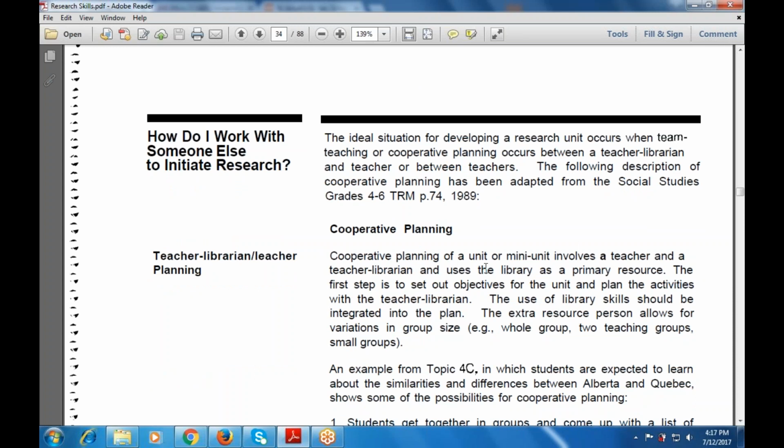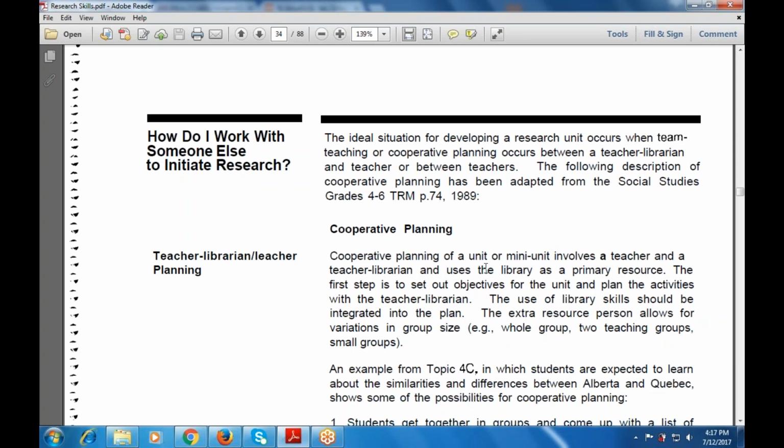Cooperative planning of a unit or mini unit involves a teacher and the teacher librarian, who uses the library as a primary resource. The first step is to set up the objectives for the unit and plan the activities with the teacher librarian, including whatever library skills and integrated plan they use. The extra person allows for variation in group size, for example the whole group, two teaching groups, or a small group. That depends on the planning and on the resource persons.